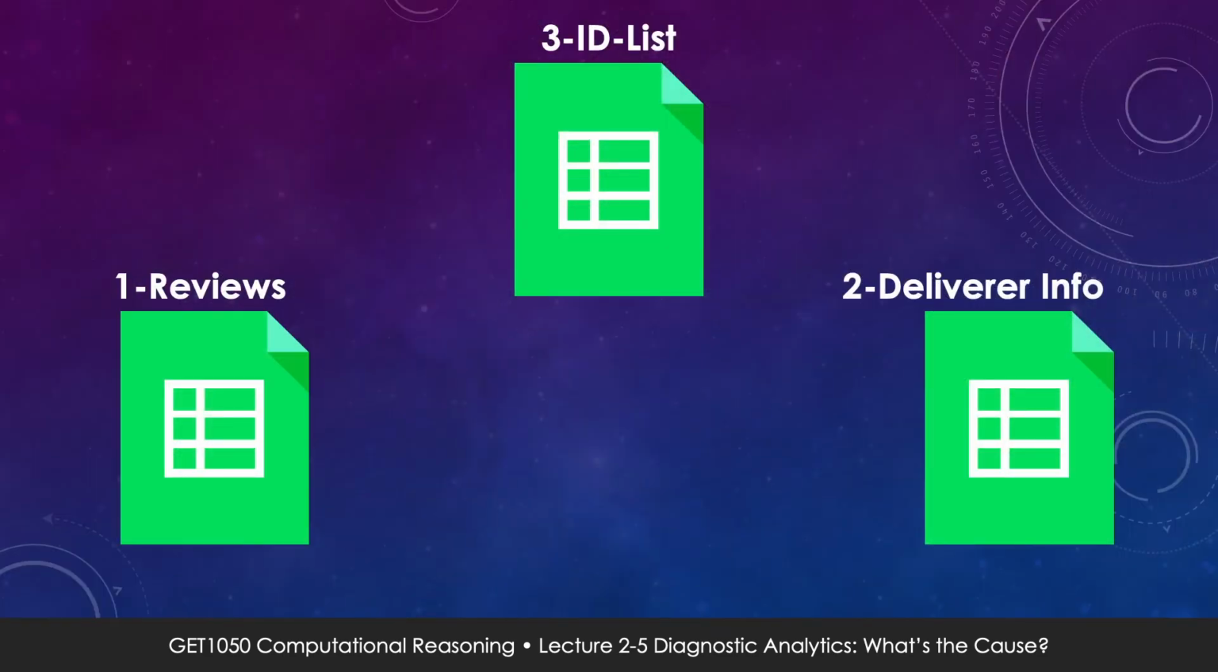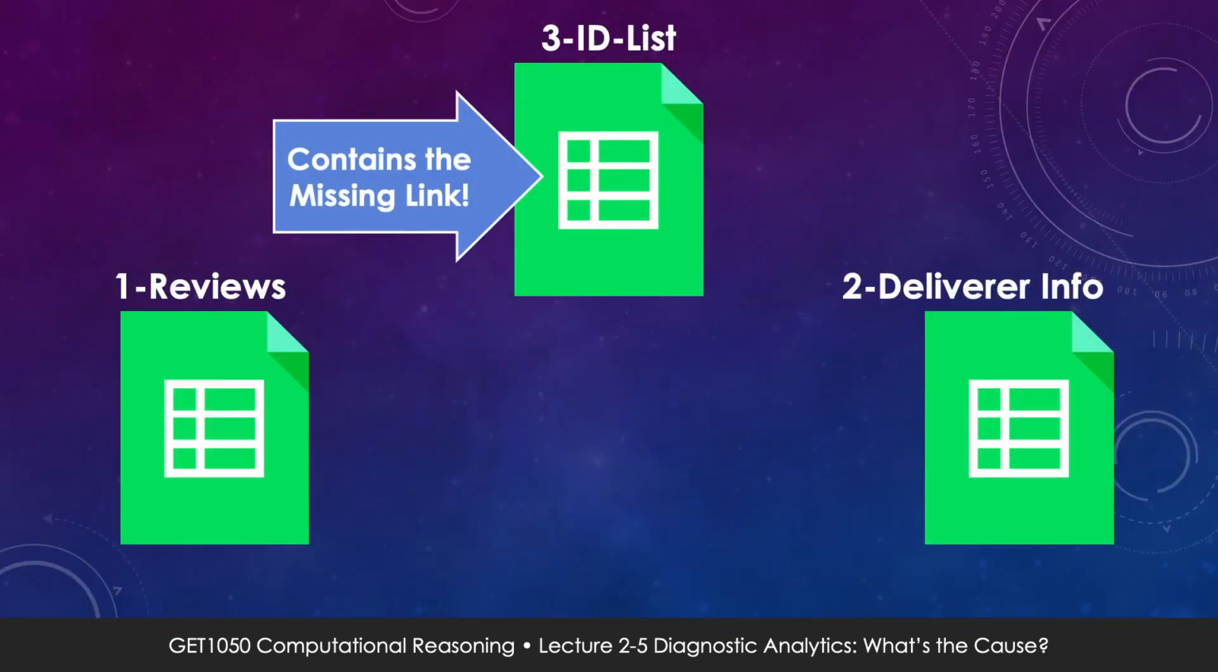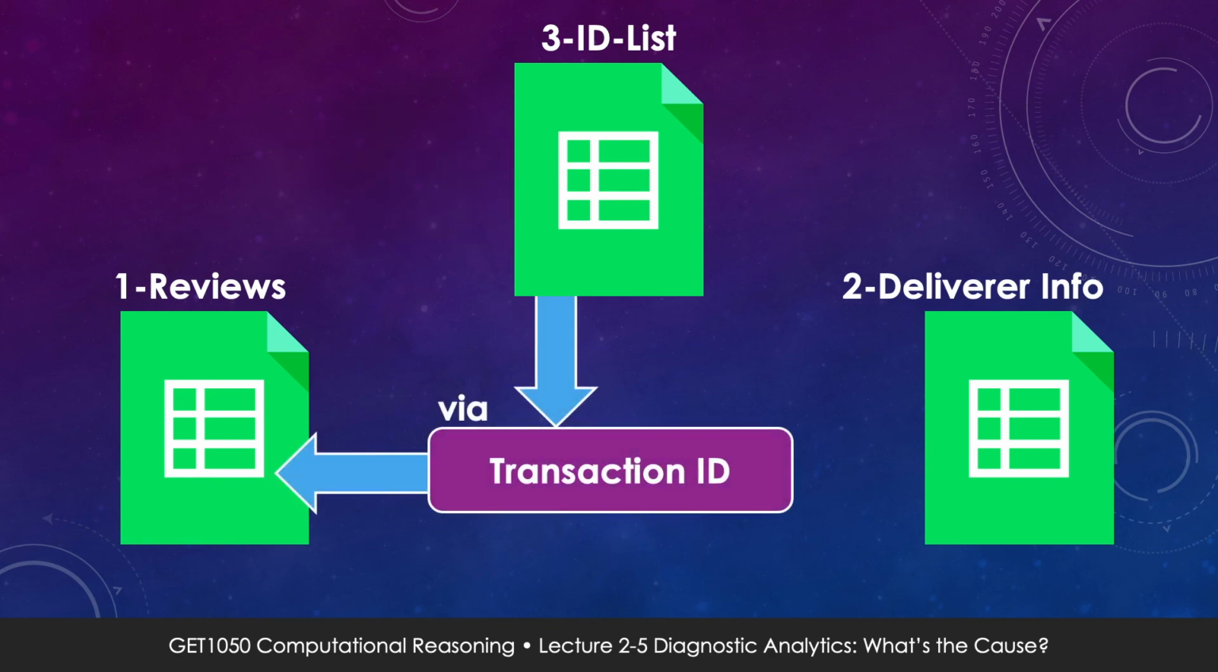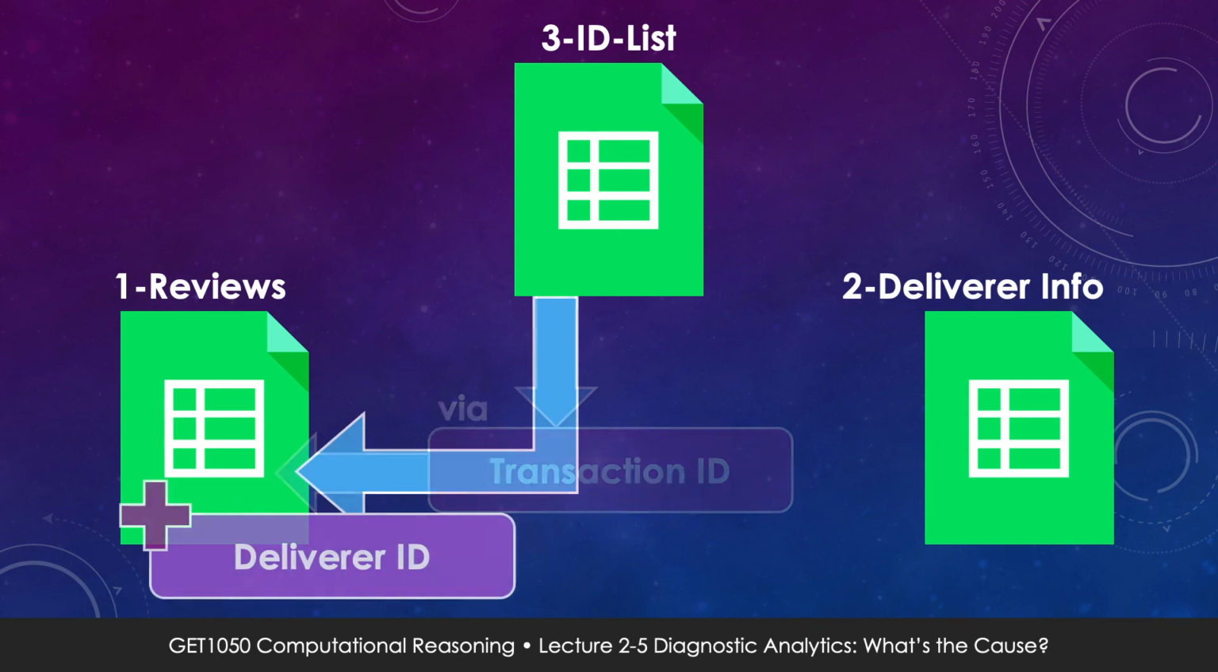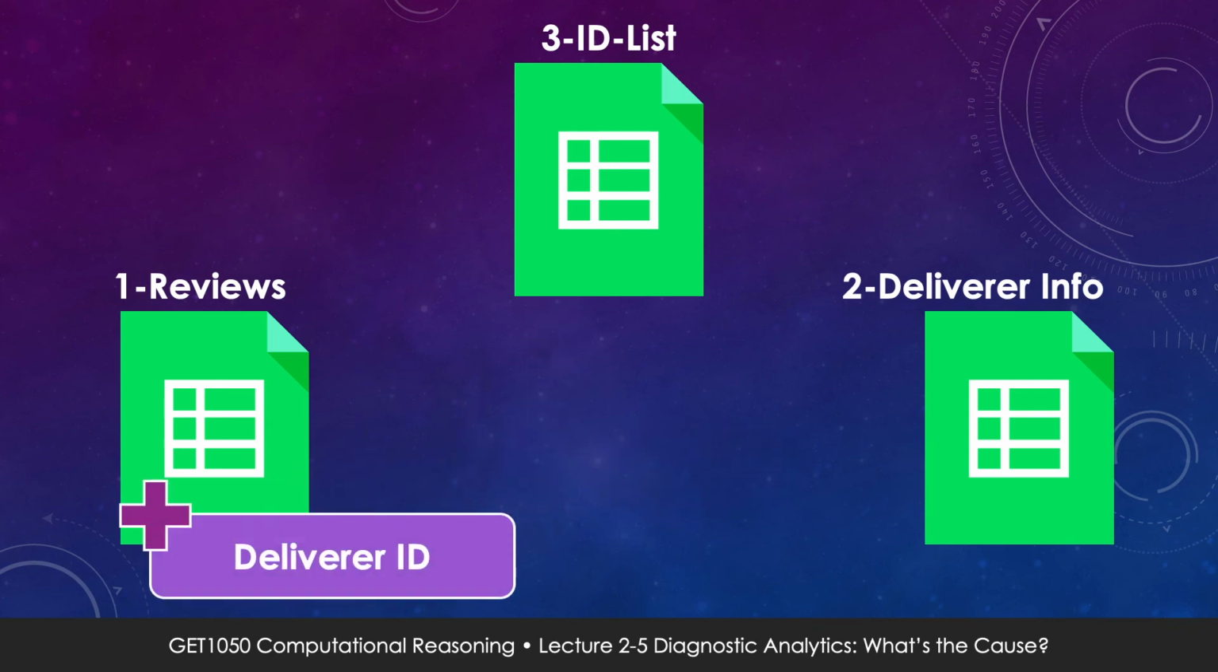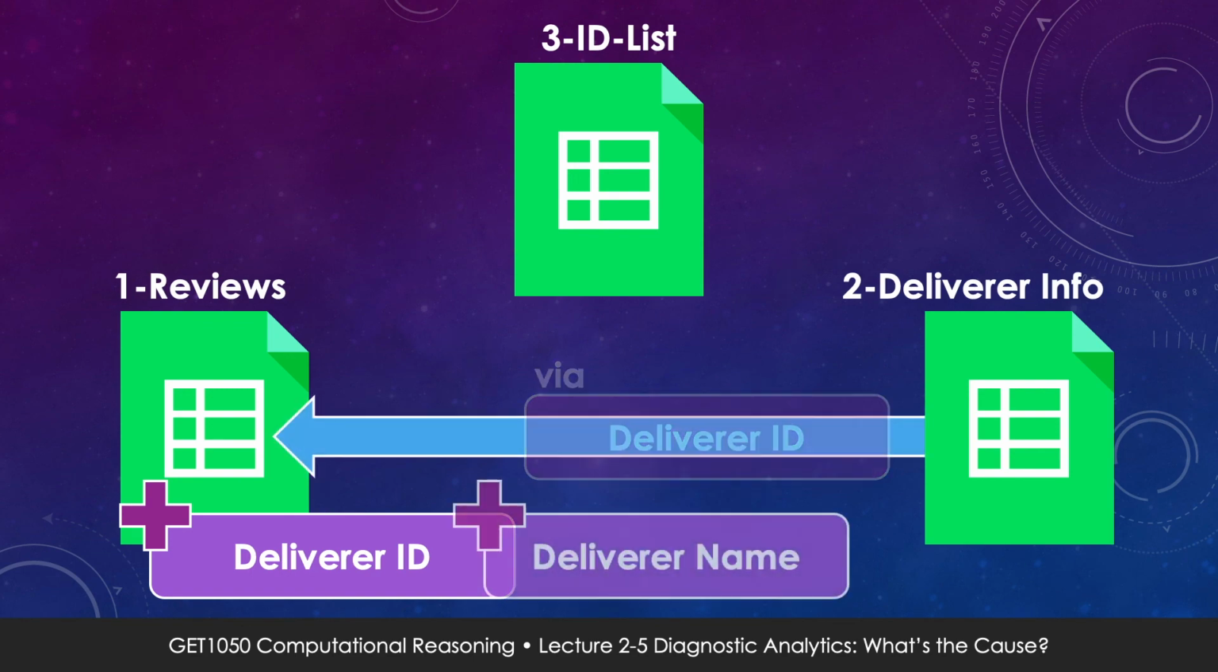So let's begin the detective work, shall we? We have one spreadsheet that contains the missing link, and that's important, right? So here's the plan. We can use the main spreadsheet that has the transaction ID, and then we'll use that to pull the delivery person ID from this other spreadsheet. And with that delivery person ID, we can pull the delivery driver's name. That's how we're going to do it.